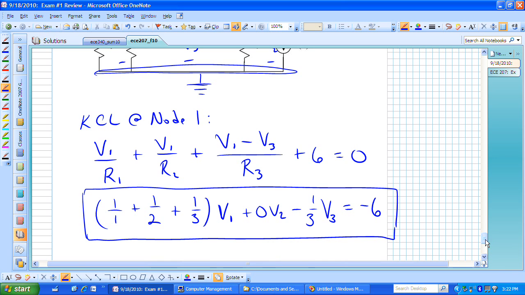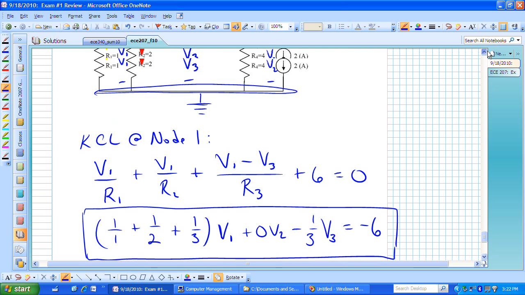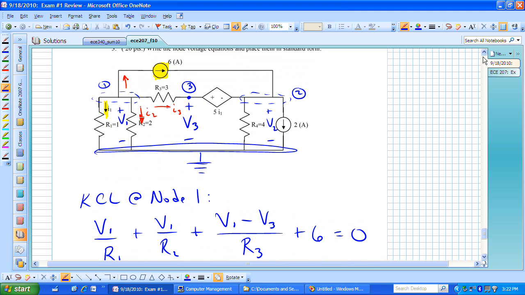We now want to write KCL at node 2, and in doing that we'll be looking at trying to find this current, which is given to us. We have this current, which will be V sub 2 divided by R sub 4. We have this current, which is actually just the negative of that 6 amp source. And finally we have this current going from right to left through that particular dependent source.